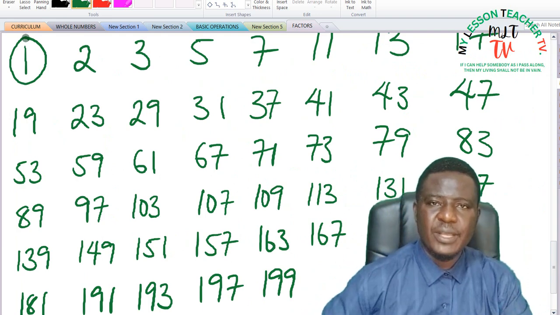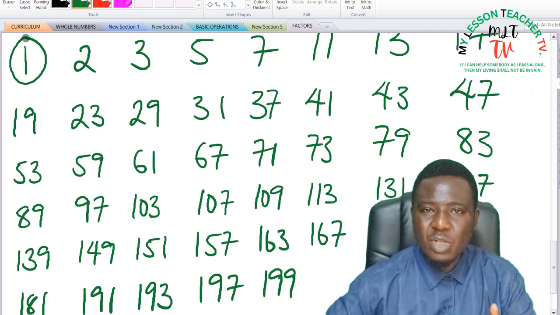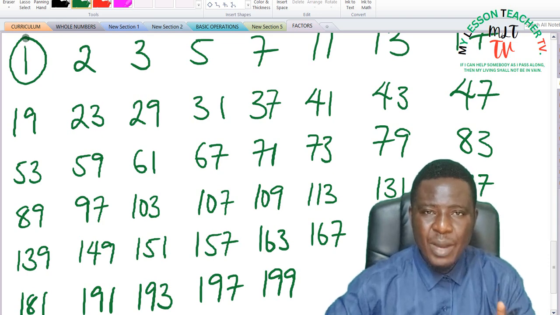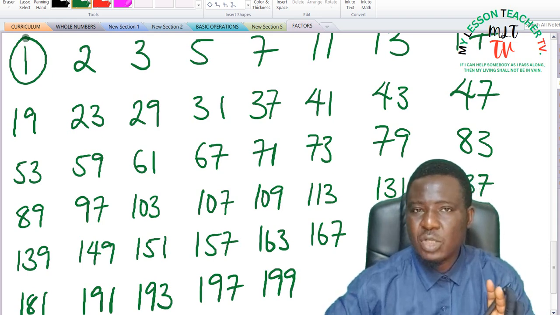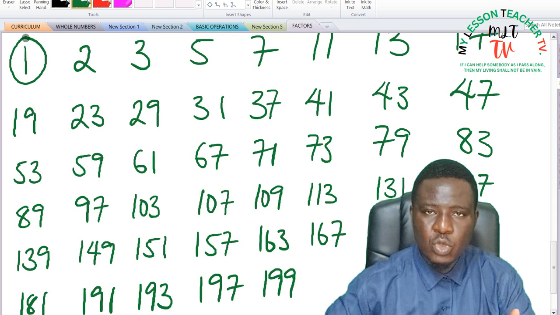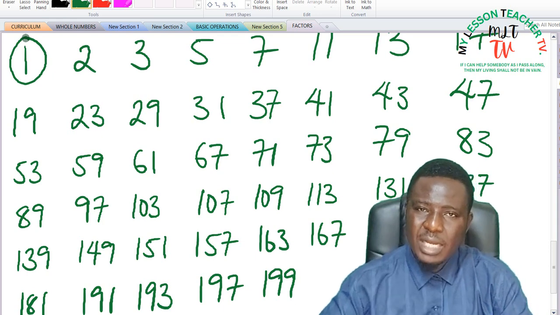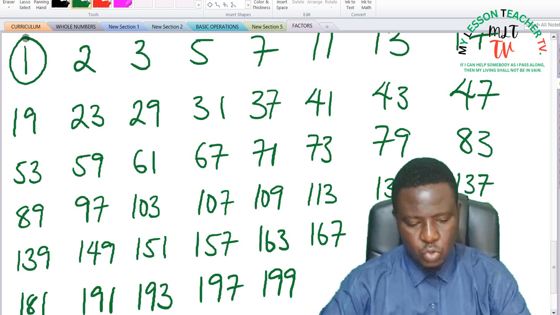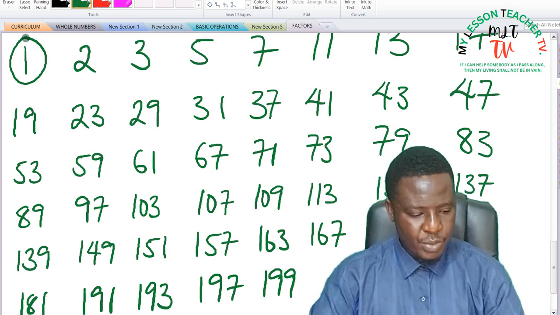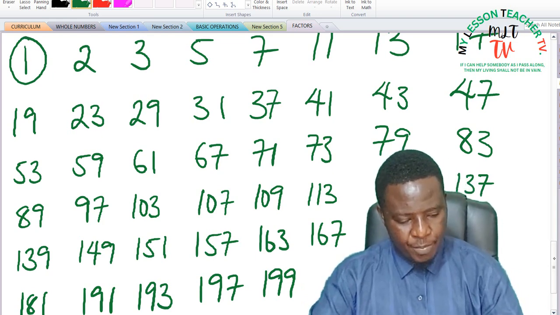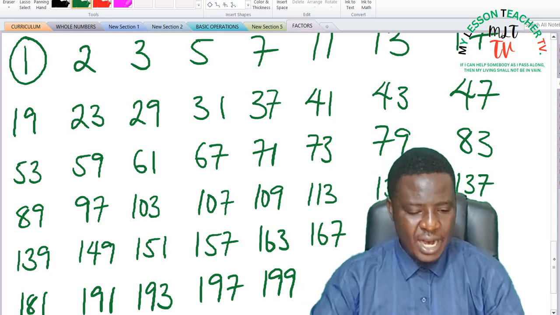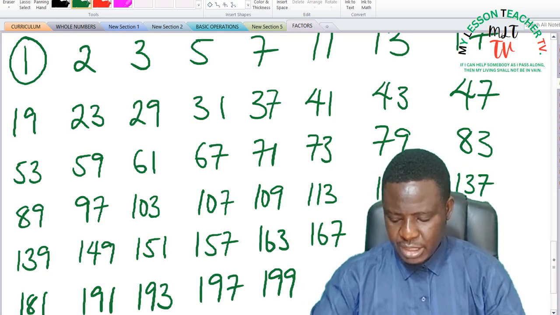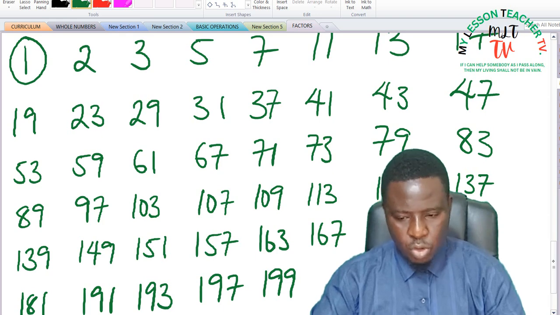Why is 1 not a prime number? 1 is not a prime number because 1 has only one factor, which is itself, while a prime number is a number that has two factors, 1 and itself. So 1 is left with just one factor instead of two factors. So 1 is excluded from the prime numbers. So these are the prime numbers you can find between 0 and 200.